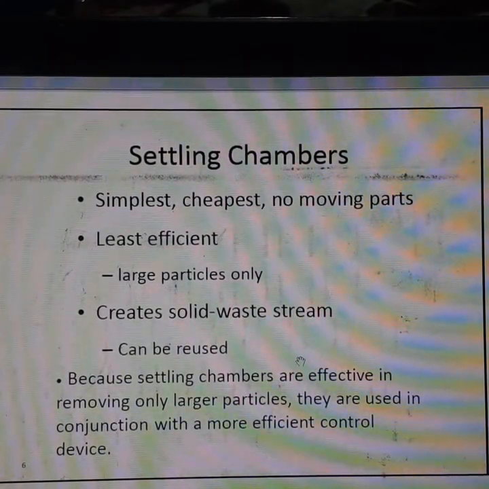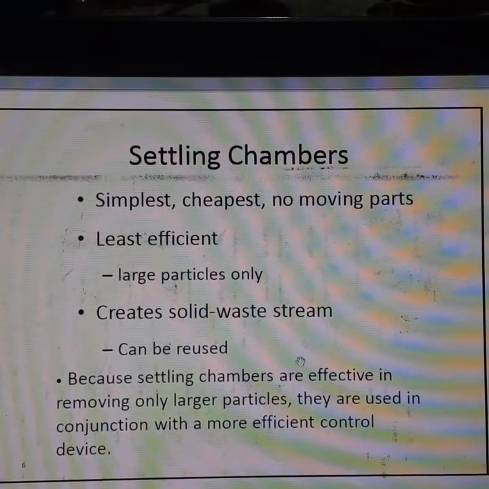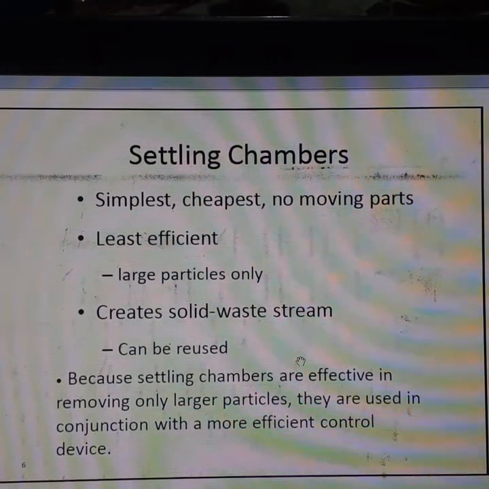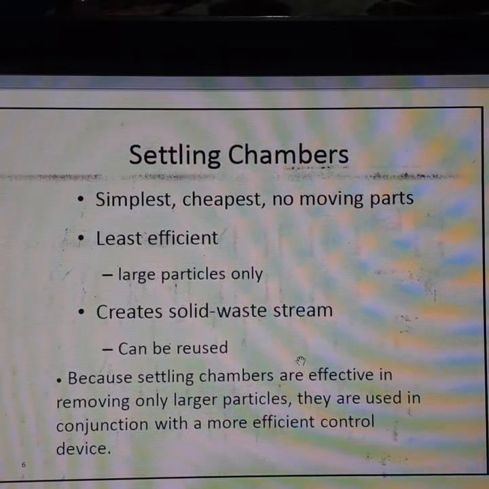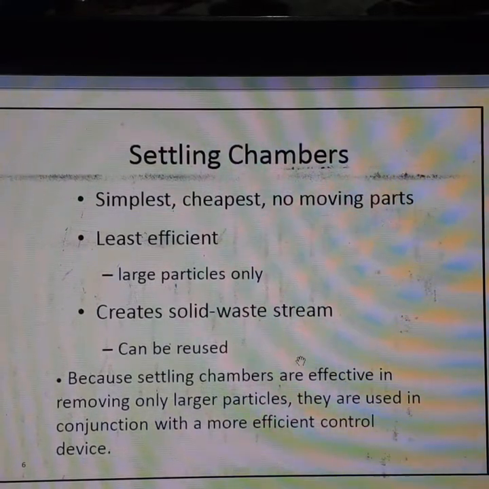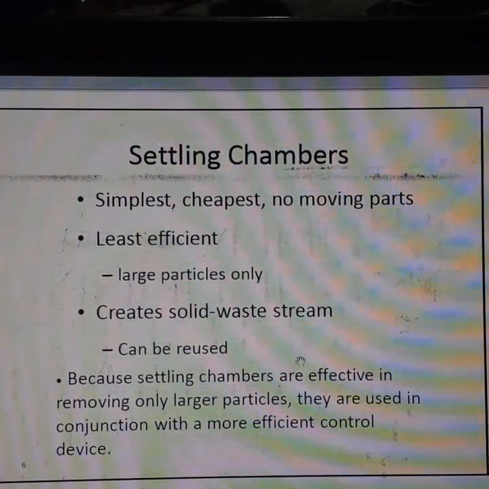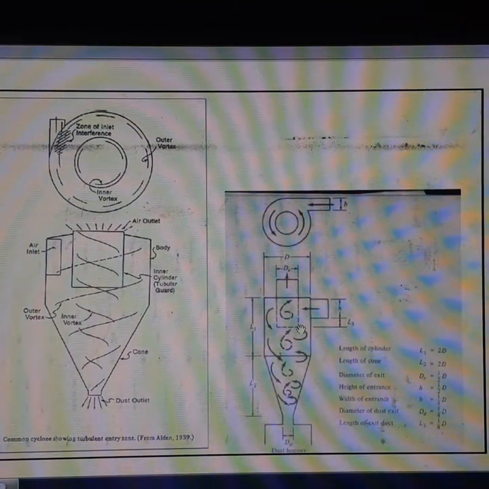Basically, the settling chamber is the simplest and cheapest, with no moving parts, but it has the least efficiency because only large particles are removed and they create a solid waste problem. Because settling chambers are effective in removing only large particles, they are used in conjunction with a more efficient control device. It is a diagram of a cyclone.